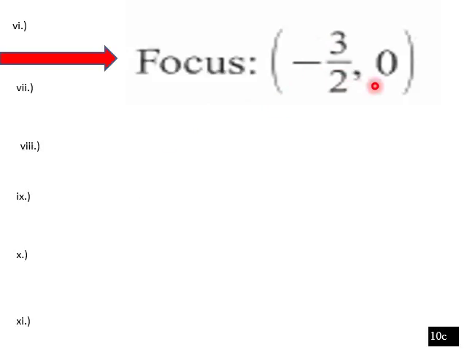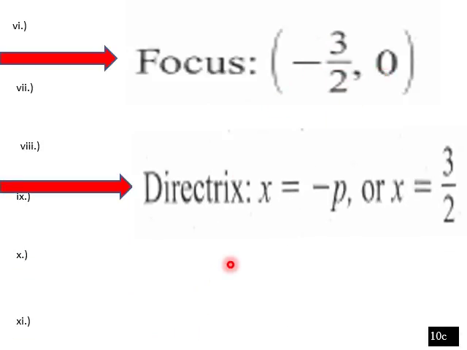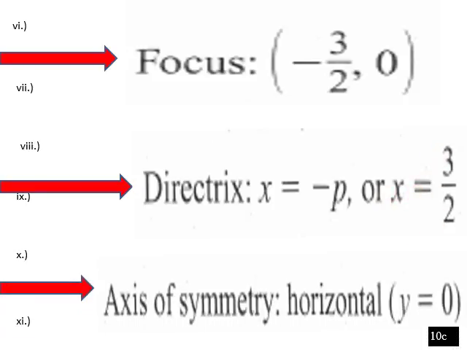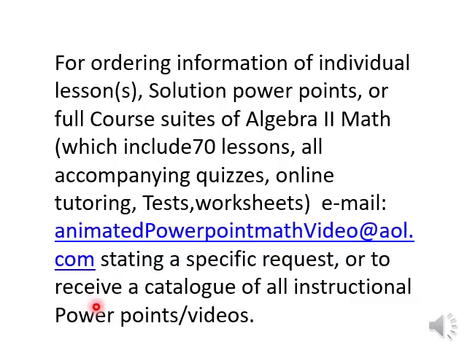Focus would be (negative 3 over 2, 0). Directrix would be negative p, or x equals 3 over 2. And then the axis of symmetry would be horizontal, y equals 0. That is part 1.